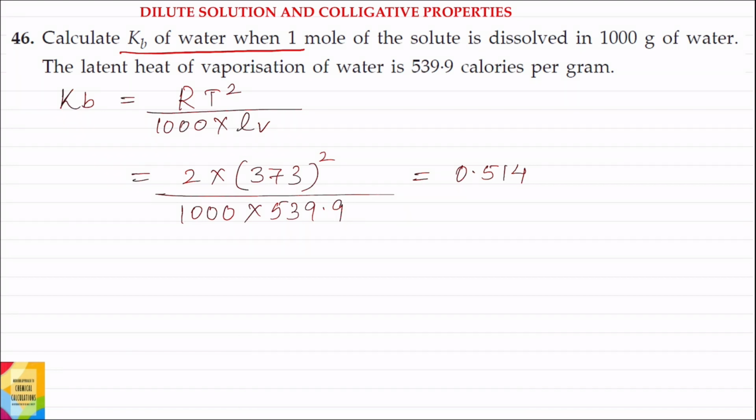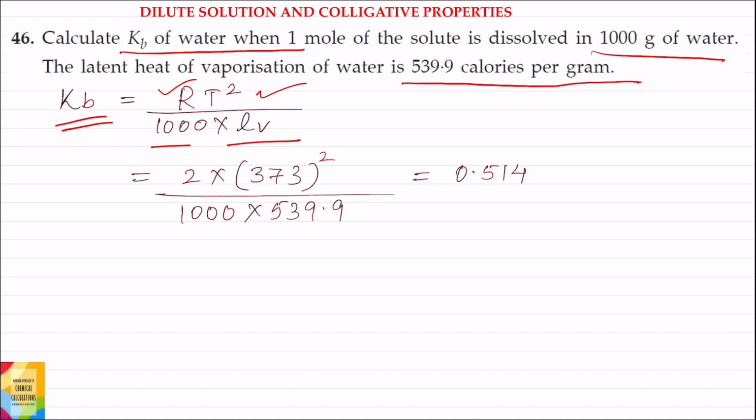Calculate Kb of water when 1 mole of the solute is dissolved in 1000 gram of water. The latent heat of vaporization of water is 539.9 calories per gram. Formula is Kb is equal to R into T square divided by 1000 into latent heat of vaporization.